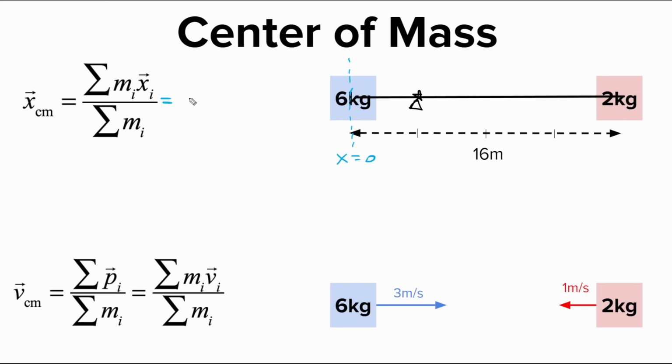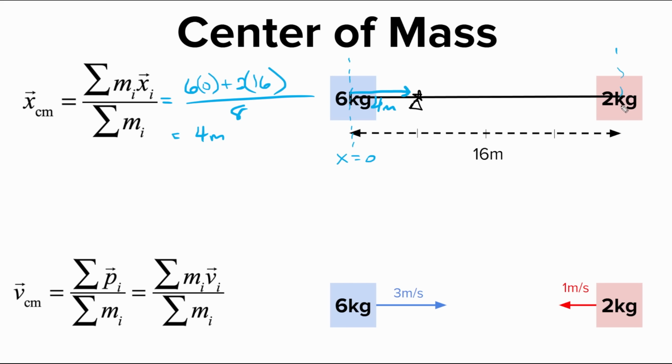So if you use this formula, it's like, okay, let's add them all up. 6 times, well, where's the 6? It's at x equals 0. Plus 2 times, how far is it? It's 16 away from x equals 0. So 16, divided by the total mass, which is 6 plus 2 is 8. And if you multiply that all out, look at what you get, 4 meters, which is exactly what we found. 4 meters from the point we were measuring x equals 0 from, which is exactly there.